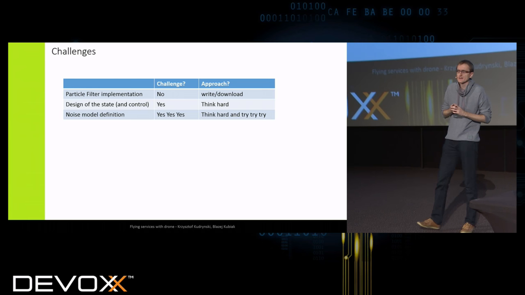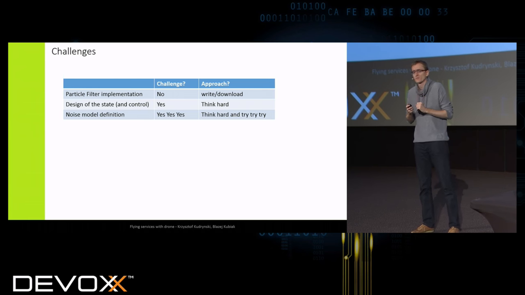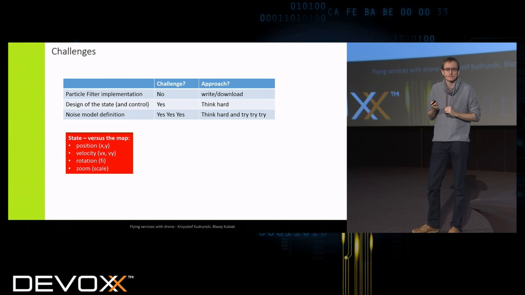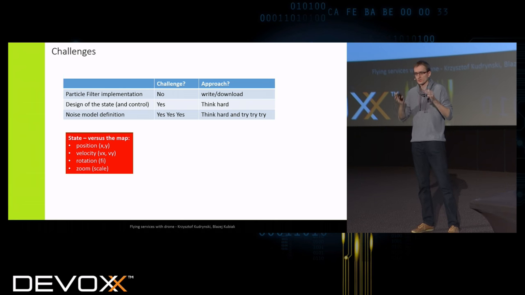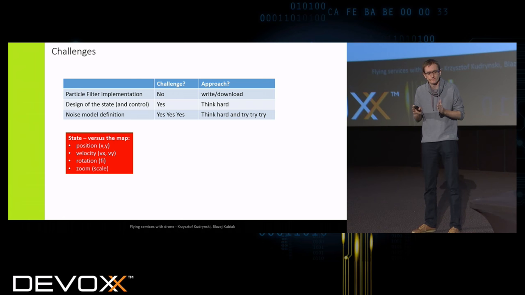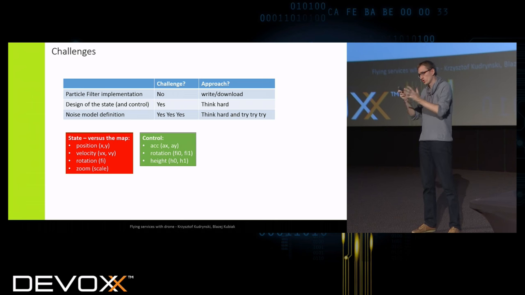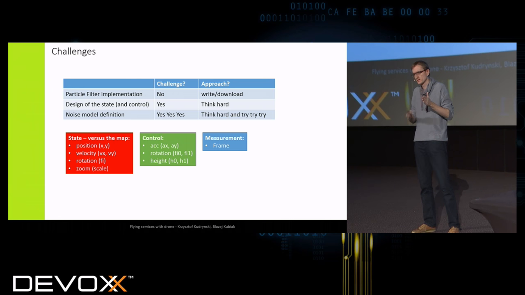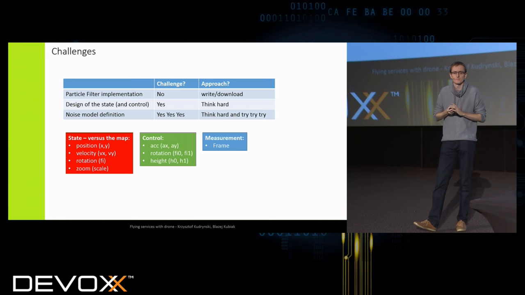What is a challenge is the design of the state and the modeling of noise. Our state for the drone was its position, its velocity, its rotation, and zoom. Obviously, the control was the accelerometers in the drone and the change in rotation and height read from sensors. And finally, the measurement was the frame and its correlation with the map.